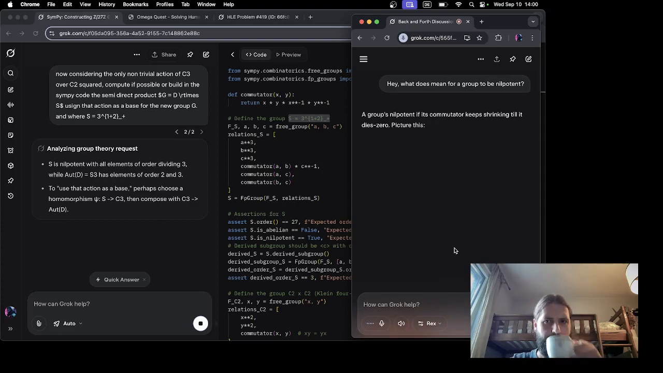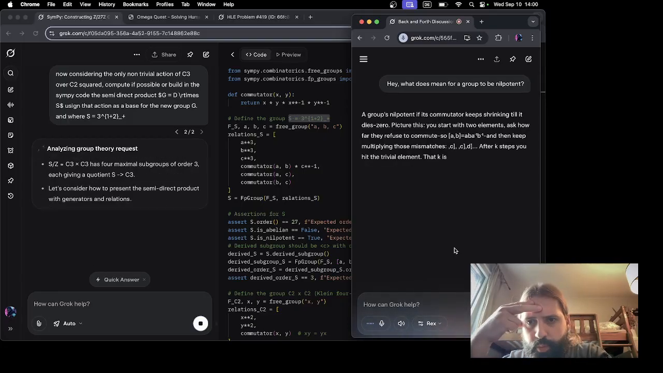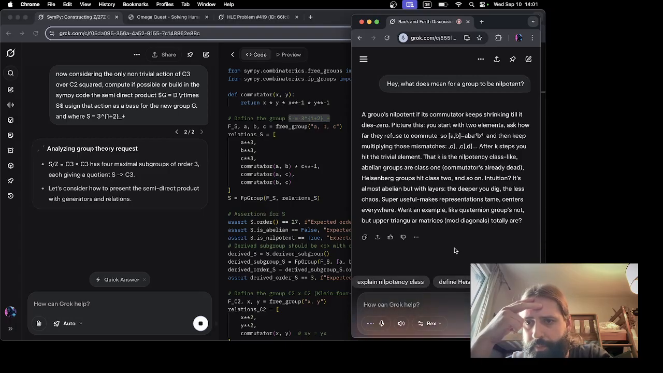A group's nilpotent if its commutator keeps shrinking till it dies to 0. Picture this. You start with 2 elements. Ask how far they refuse to commute. So, the commutator of A and B, then keep multiplying those mismatches. After K steps, you hit the trivial element. That K is the nilpotency class.